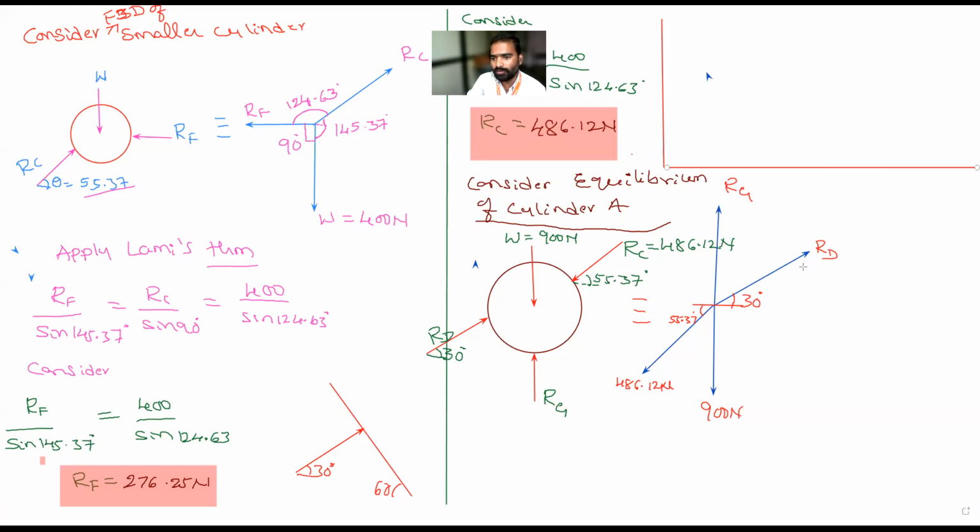See, if I apply sigma Fx, the RD component will come, RG will not come. Then if you apply sigma Fy, the y component of RD will come, and again there is one more component of RG. So which is better? Sigma Fx. So apply the equilibrium conditions. Sigma Fx is equal to 0.